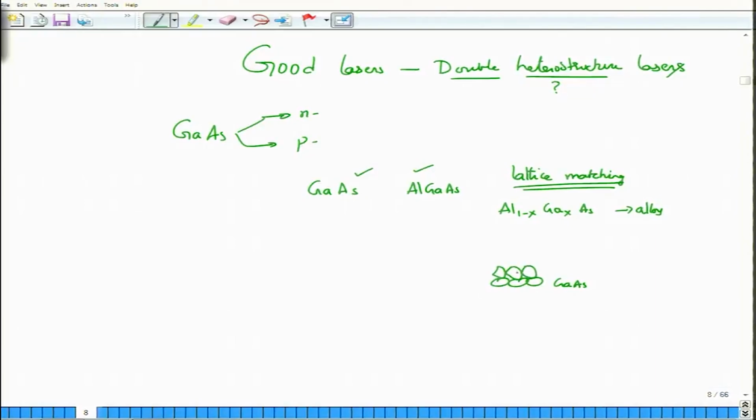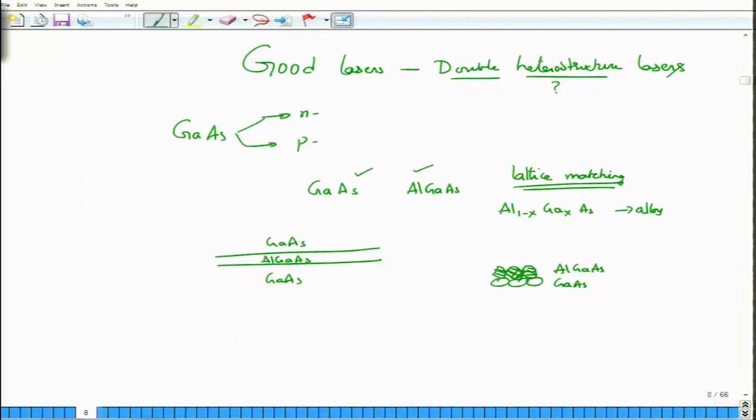I am just denoting some difference here, but essentially the lattices are the same. Therefore, there are as many AlGaAs atoms as there are gallium arsenide, and one can actually grow multiple layers based on this lattice matching. This lattice-matched fabrication makes it possible for us to grow a layer of gallium arsenide, on top of it a thin layer of aluminum gallium arsenide, and then follow it up with gallium arsenide again.